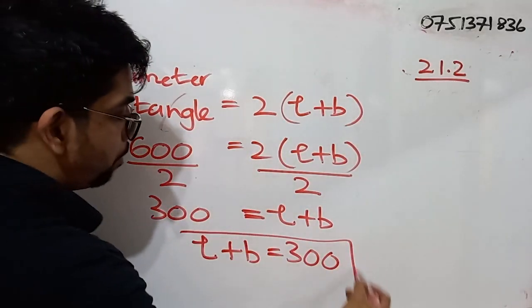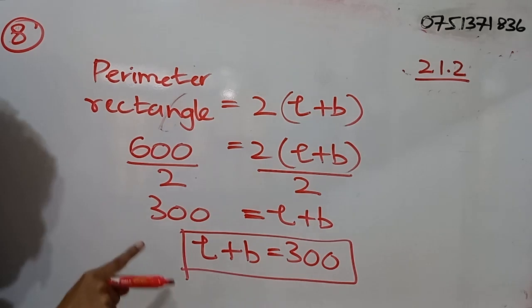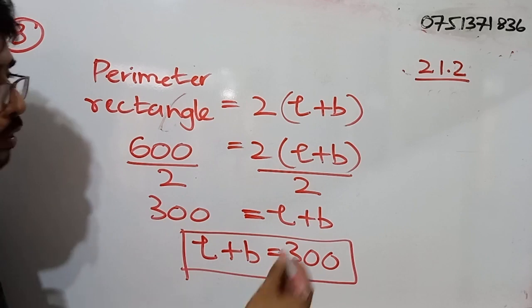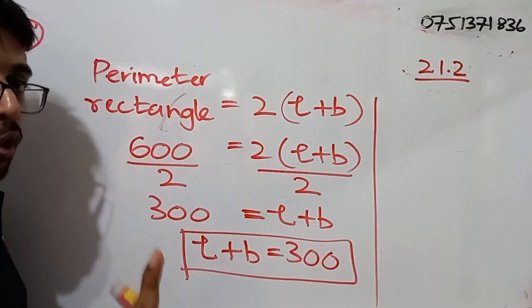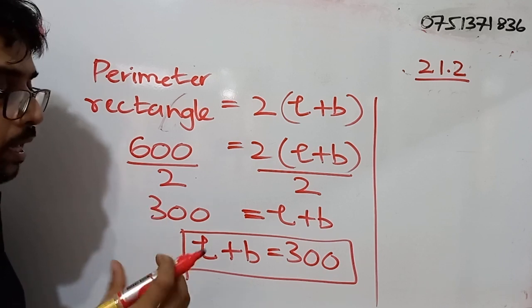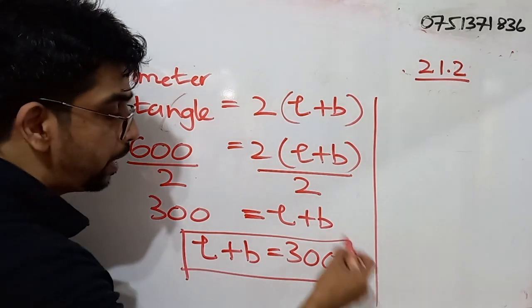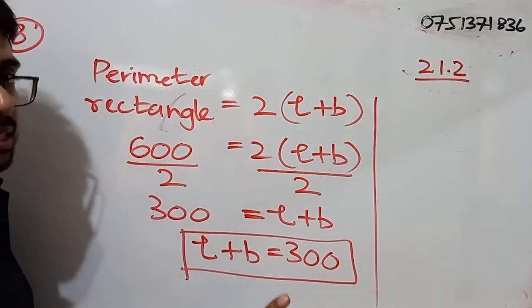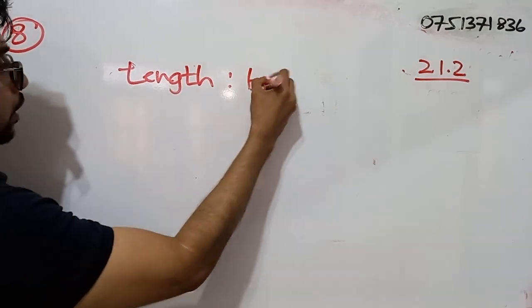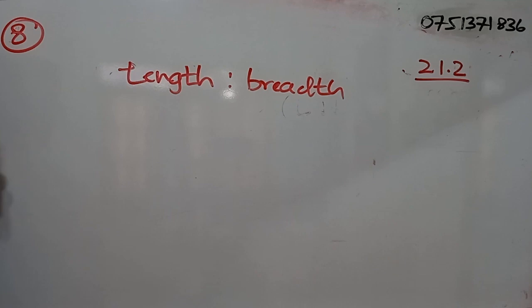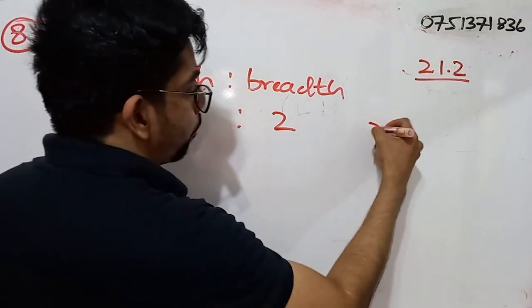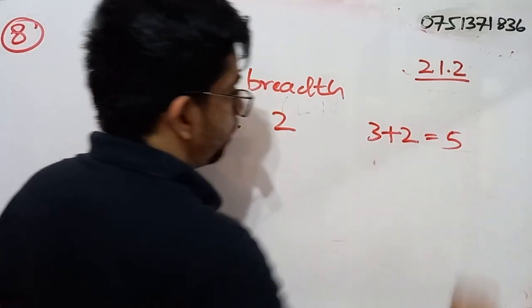So this is really important. Since we are talking about a perimeter, and this is a ratio related question, we need to calculate the total number of parts. Unlike the other questions, here the total number of parts should be equal to 300, not to 600. So I'm going to write length to breadth. What is the ratio? 3 to 2. Now what is the total number of parts? 3 plus 2, which will be 5.